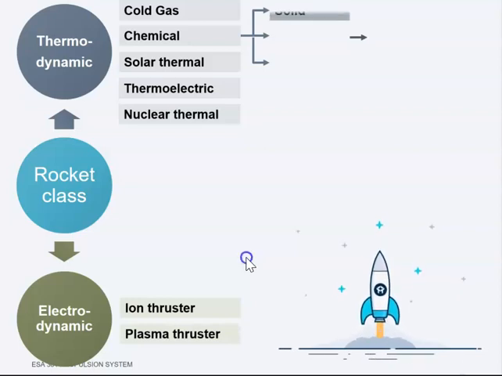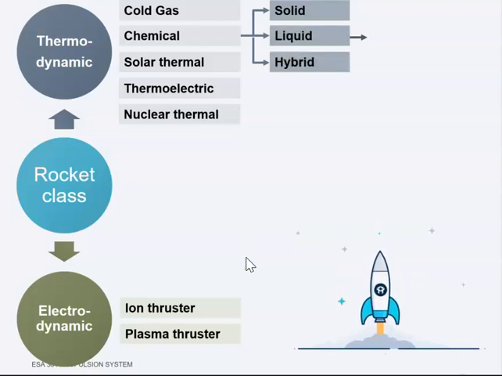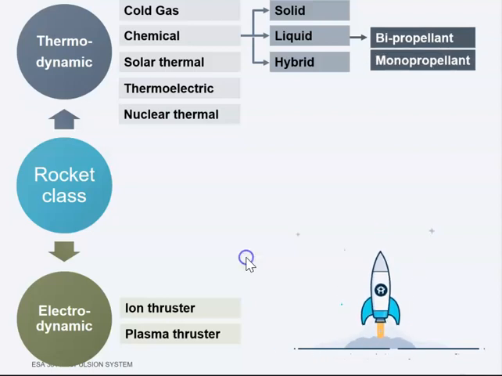For thermodynamic, on the chemical side, we have solid, liquid, and also hybrid. And nowadays, actually, most rocketeers use hybrids. And in liquid, we have bipropellant and we have monopropellant. So these are a few types of rocket class that we can use for the rocket, and it depends on how the thrust is actually produced. But for this class, we will cover a few things on thermodynamics and electrodynamics.